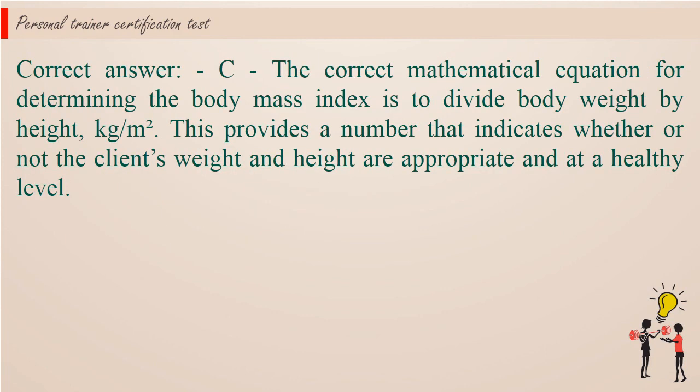Correct answer, C. The correct mathematical equation for determining the body mass index is to divide body weight by height, kg per square meter. This provides a number that indicates whether or not the client's weight and height are appropriate and at a healthy level.